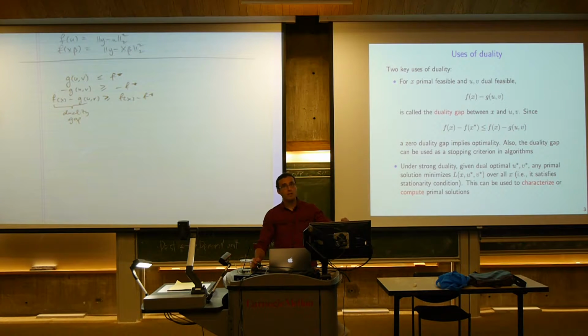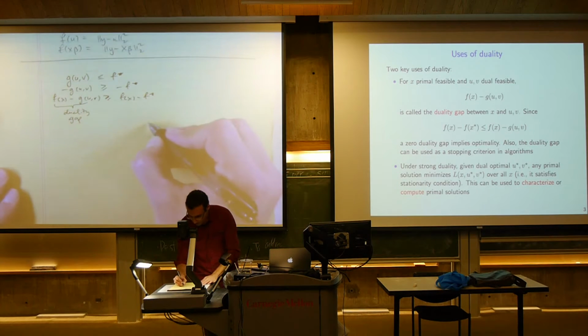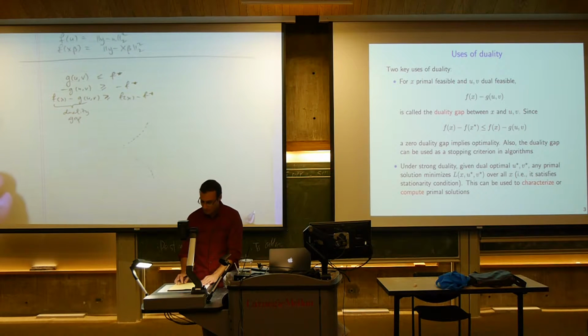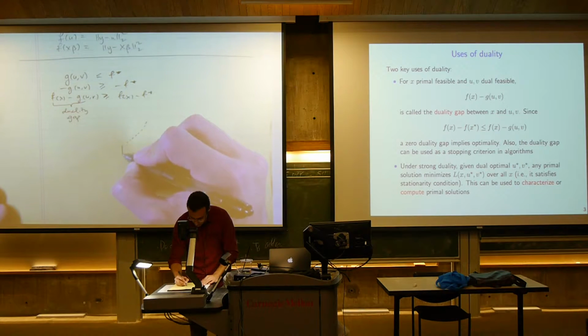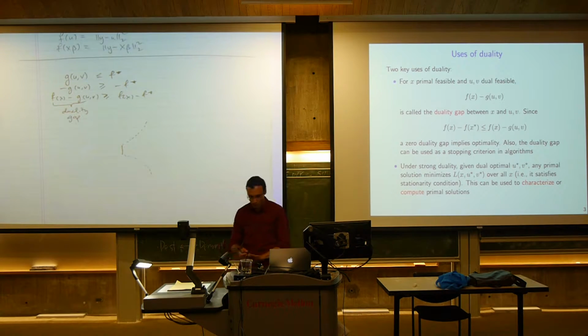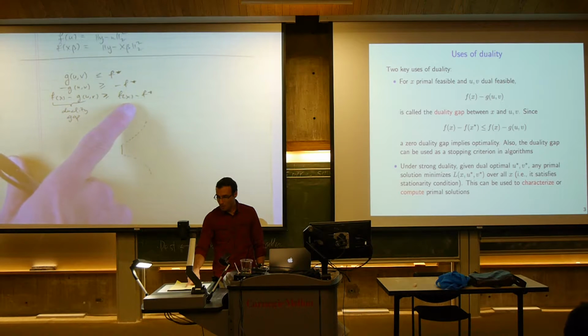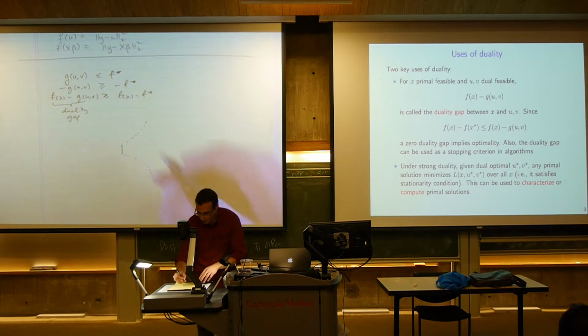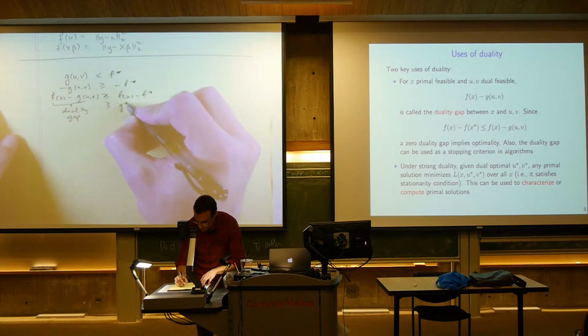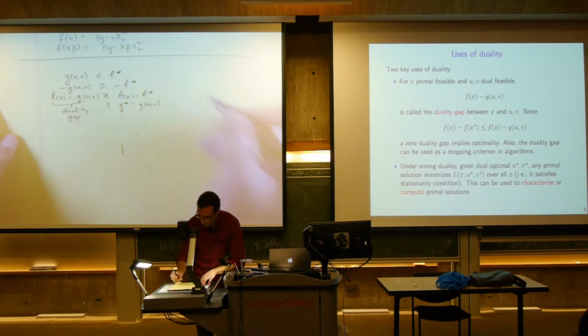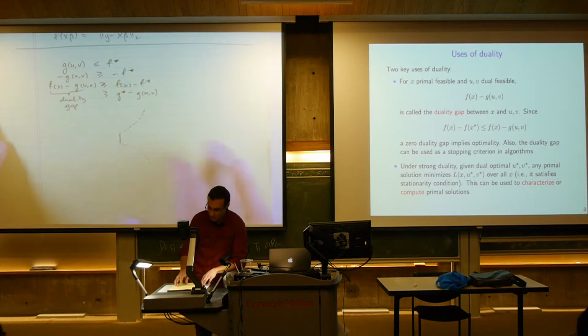So suppose you have iterates u, v and iterates x, and you're trying to march down the primal criterion and march up the dual criterion, to maximize the dual and minimize the primal. Then at any point you can look at this gap. This is the duality gap, and it tells you how far you are currently from primal optimality and how far you are from dual optimality. So this upper bounds both f of x minus f star, and also g star minus g(u,v), by essentially the same arguments.